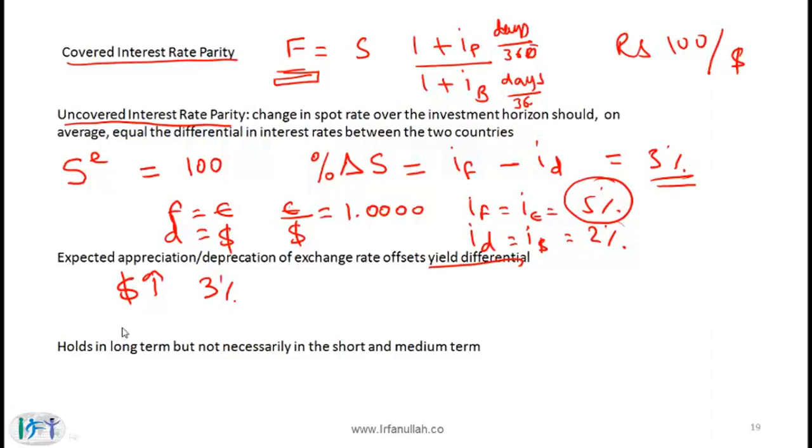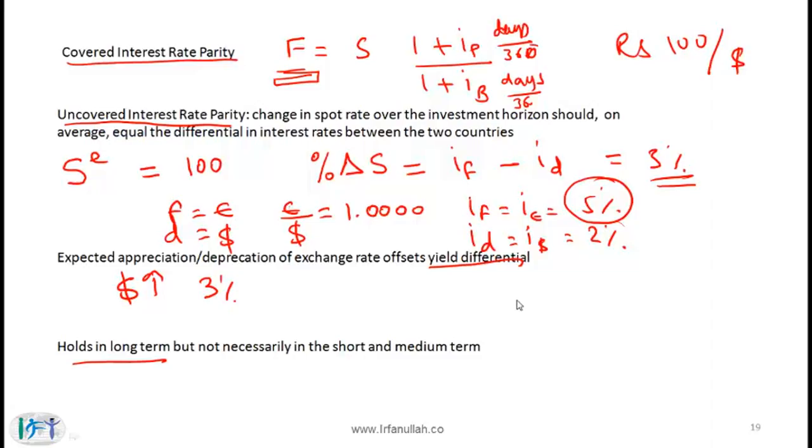A high-level remark about uncovered interest rate parity is that studies have shown that, generally speaking, it holds in the long term, but it does not necessarily hold in the short term and medium term.